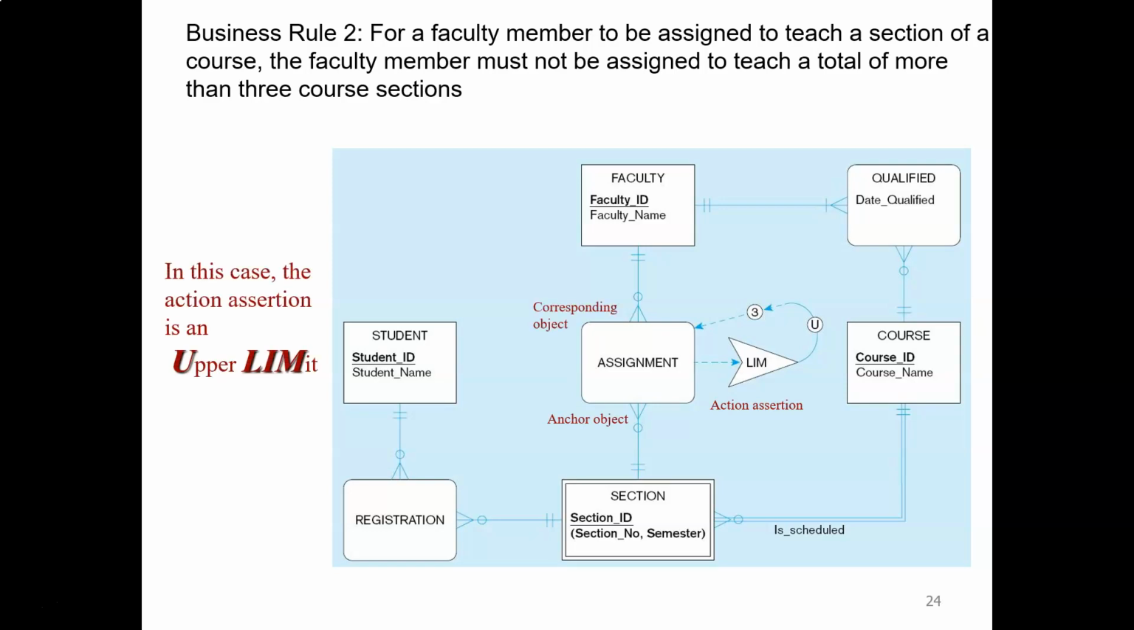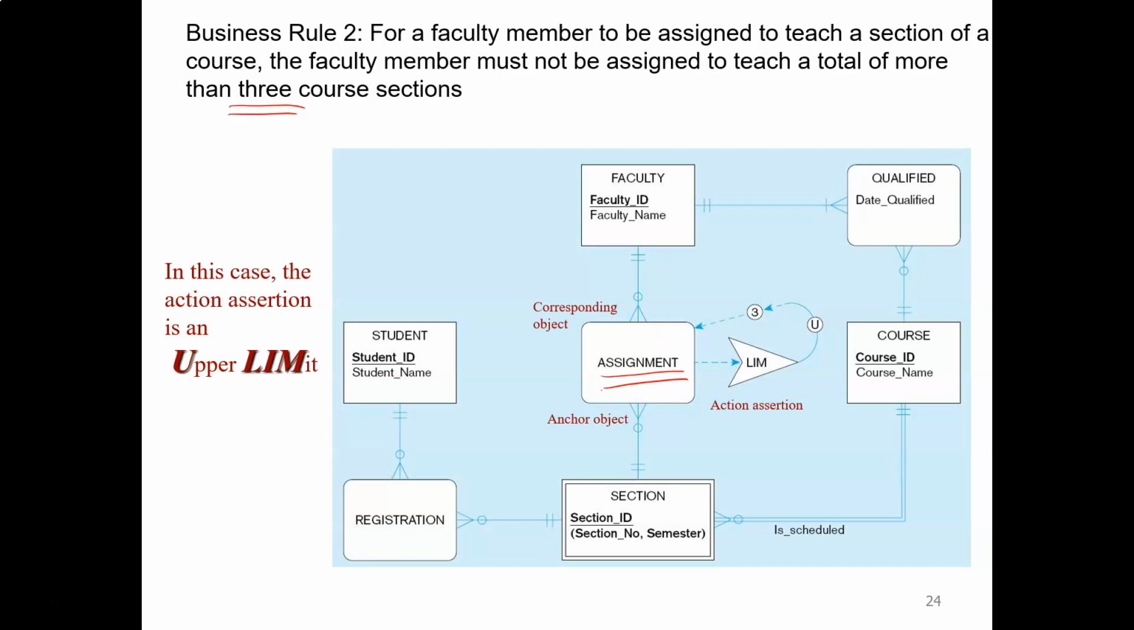And then let's look at another example here. In this example, we want to model this business rule. For a faculty member to be assigned to teach a section of the course, the faculty member must not be assigned to teach a total of more than 3 course sections. So in this case, the anchor object is assignment, because this is the object where the action is limited. And what's the corresponding object? Well, in this case, it's also assignment, because if the professor is assigned to teach more than 3 courses, then you cannot assign more courses to the professor. So the assignment is both the anchor object and the corresponding object.